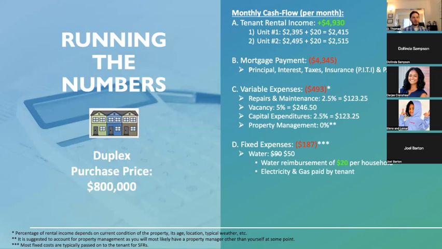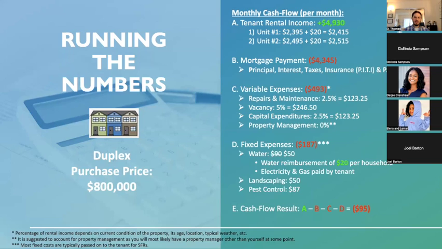And then I have my fixed expenses. So the water is the only thing that's not paid by the tenants essentially. But what I do is I do a water reimbursement of $20 per unit. So the water bill is usually about $90 a month. So minus 40, that's usually about $50 on my end. Landscaping is on average about $50 a month. I do pest control as well every other month. So that's about $87.